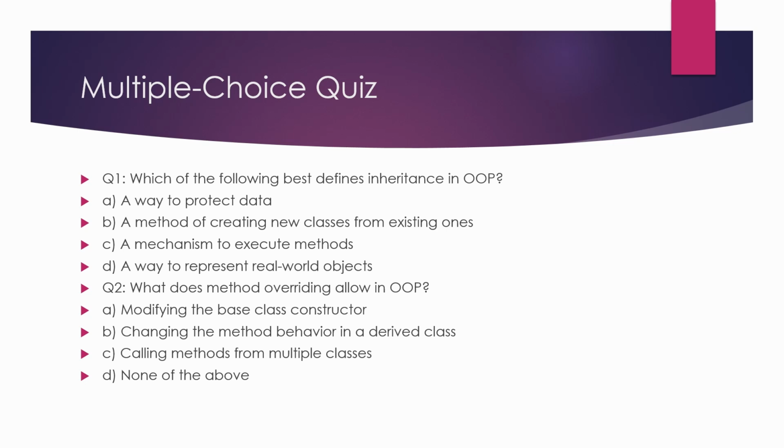Question 2. What does method overriding allow in OOP? A, modifying the base class constructor; B, changing the method behavior in a derived class; C, calling methods from multiple classes; and D, none of the above.